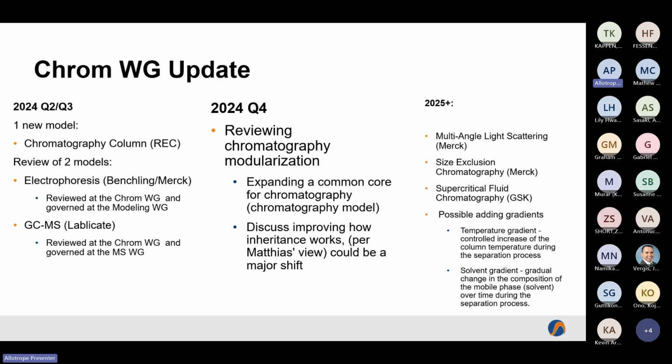We also worked on reviewing 2 of the models produced by other groups, the electrophoresis model that I mentioned from the modeling working group. Because a lot of electrophoresis is done via chromatography data systems, it makes sense for the chromatography working group to do that review there. And similarly, Lablicate pushed a GCMS model through the mass spec group, which I'll touch on later, and being as it's GC, gas chromatography as well as mass spec, a review made sense.